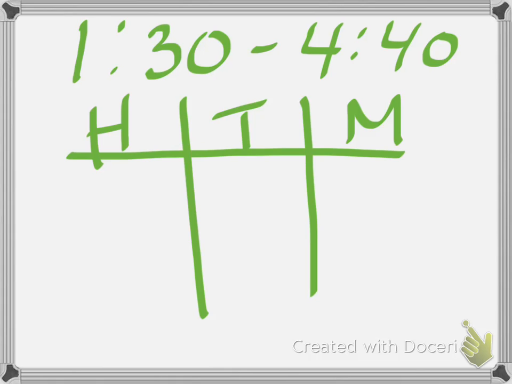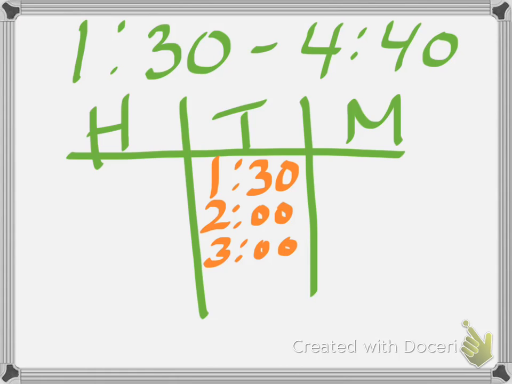Okay, so you are hopefully coming back. You've come back from trying it yourself. You wrote on the top your start time, which is 1:30. Then you go to the next hour, which is 2 o'clock. Then you go to the next hour, which is 3 o'clock. The next hour after that is 4 o'clock. And then we have our ending time, which is 4:40.